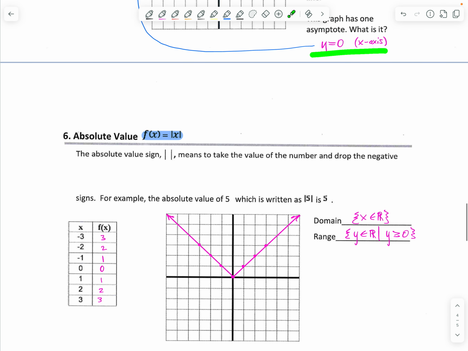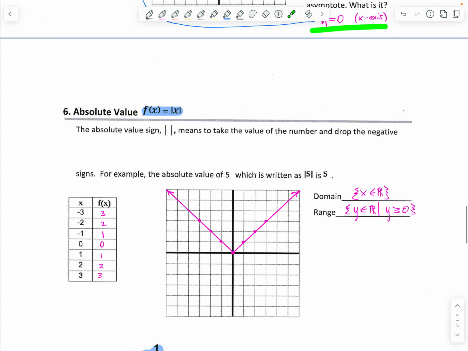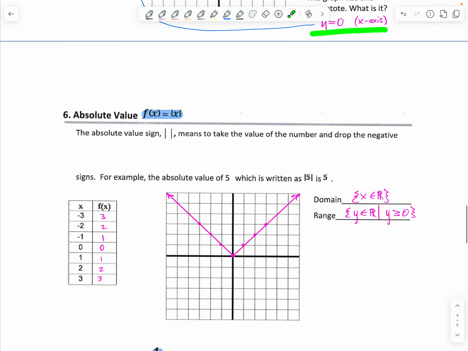Okay, I believe there's 2 more. Yes, there's 1 more after this one. So we're going to get to what we call an absolute value function. So an absolute value function is written like this, parent function again. f of x is equal to the absolute value of x. So the absolute value sign just means we want to take the magnitude of that number. And the magnitude just means we drop the negative. We only care about the positive value of this.